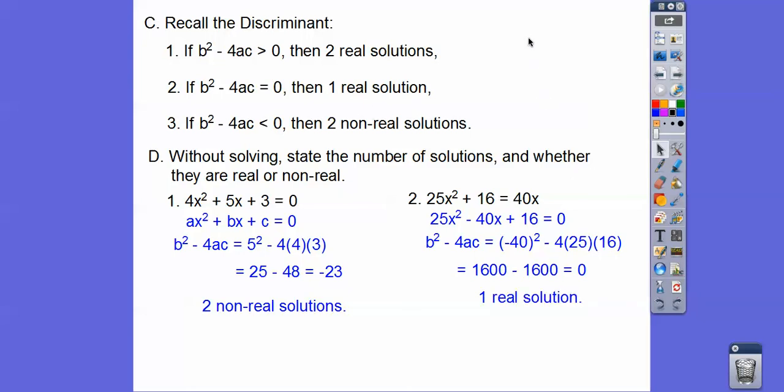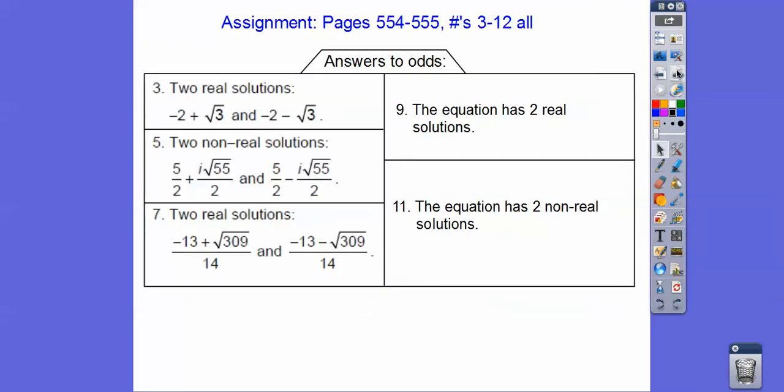That just tells us that that parabola, the vertex is right on the x-axis. So anyways, all right, if you're in our class, that's going to be your assignment.